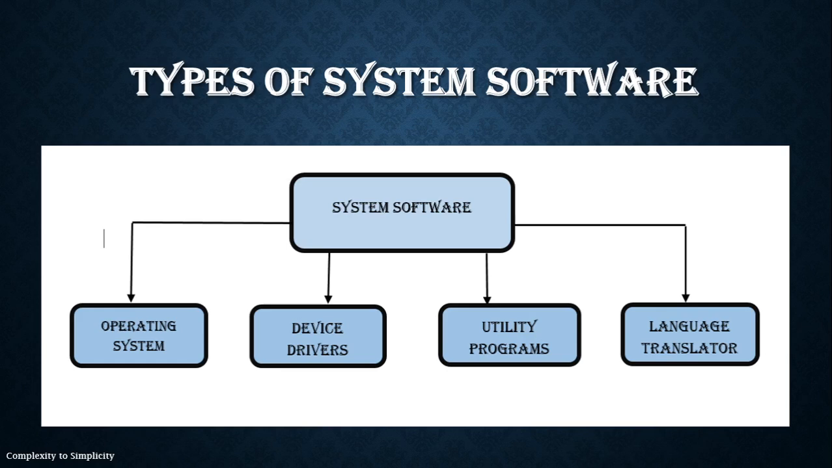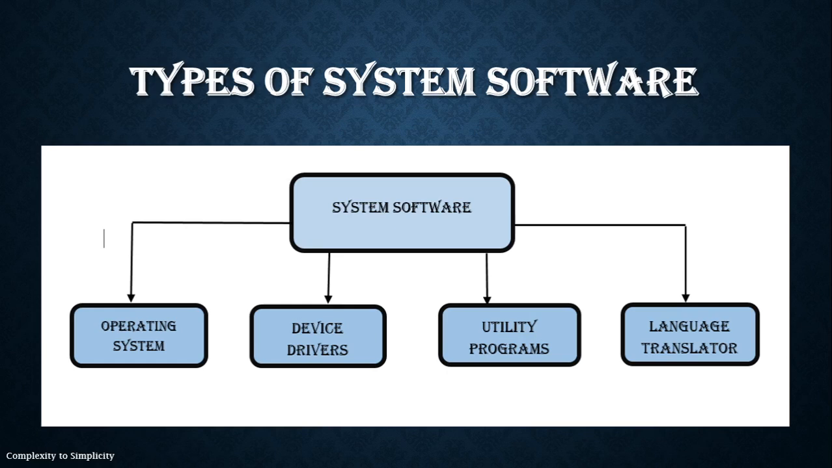Then in this category we have utility program. Utility program, friends, is a software program that performs a specific task related to the management of computer functions, resources and files. So if we have to take an example of utility programs, we may say that file protection, password protection, virus protection or file compression. These types of software come under the utility program.